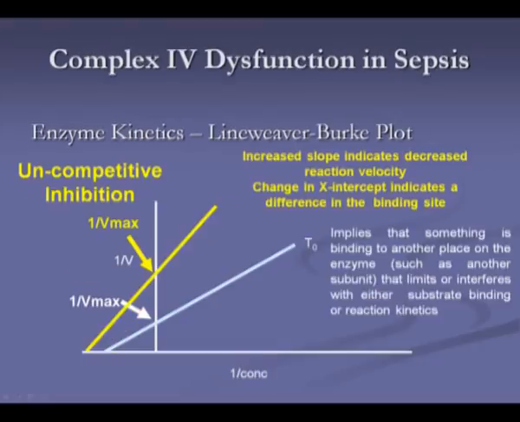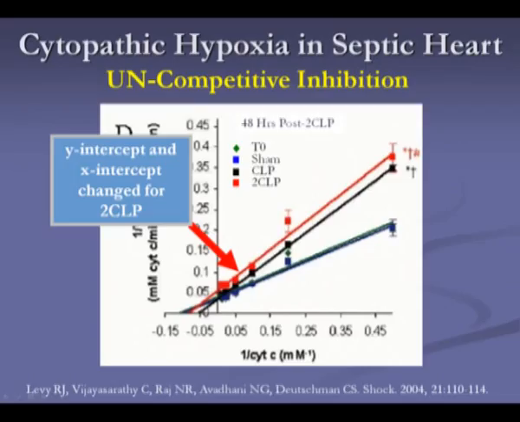And the final change is where you see both intercepts changing. In that case, again, decreased reduction velocity, but in this case, the change in the x-intercept indicates a difference in the binding site. Something is changing, and this is uncompetitive inhibition. It implies that something is binding to another place on the enzyme, something remote from the actual site of cytochrome C binding, that interferes with or limits substrate binding or the reaction kinetics. So again, 3 different types of inhibition, each of which may be at work here.